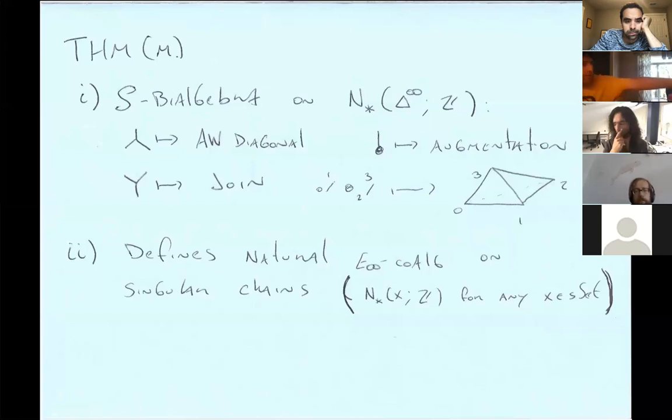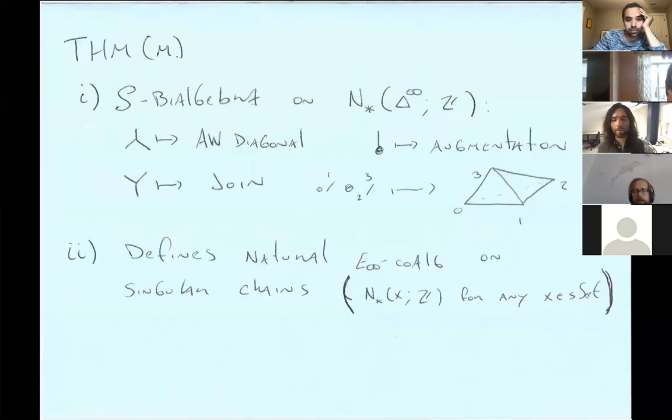So here's a word of caution. This extension procedure does not carry the entire bialgebra structure to the chains. It only carries the E-infinity coalgebra structure. So there's a lack of co-completeness, so we cannot extend the entire bialgebra structure, but we can extend this E-infinity coalgebra structure.